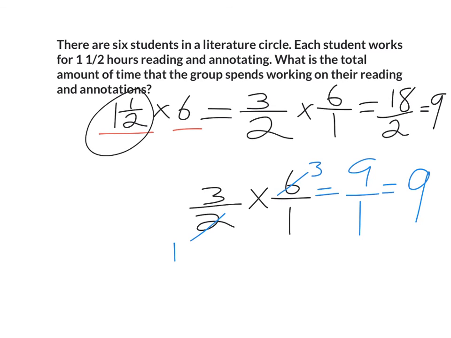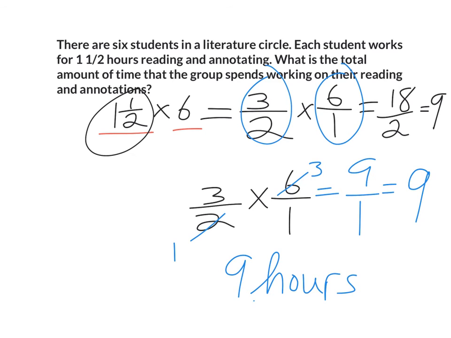So whether we use the bar model or the algorithm, remember with the algorithm, we want to turn our mixed number into an improper fraction and then turn that whole number into something over 1, to make it super easy to multiply, and we want to make sure that we write our units. It's 9 what? 9 hours that the group was working together on their reading and annotations. Good luck!